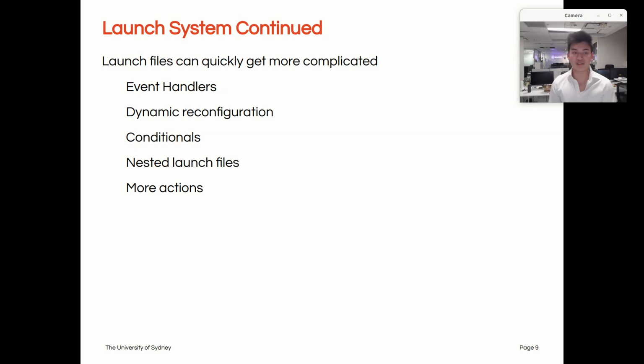That's dynamic reconfiguration. Conditionals, similar to event handlers, maybe you want something to happen under specific scenarios. Launch files can have launch files, which is a bit of a headache and can get confusing. And of course, we've only dealt with the node action so far, but there are so many more actions. There are ROS specific actions, then there are non-ROS specific actions. Let's take a look at one now.